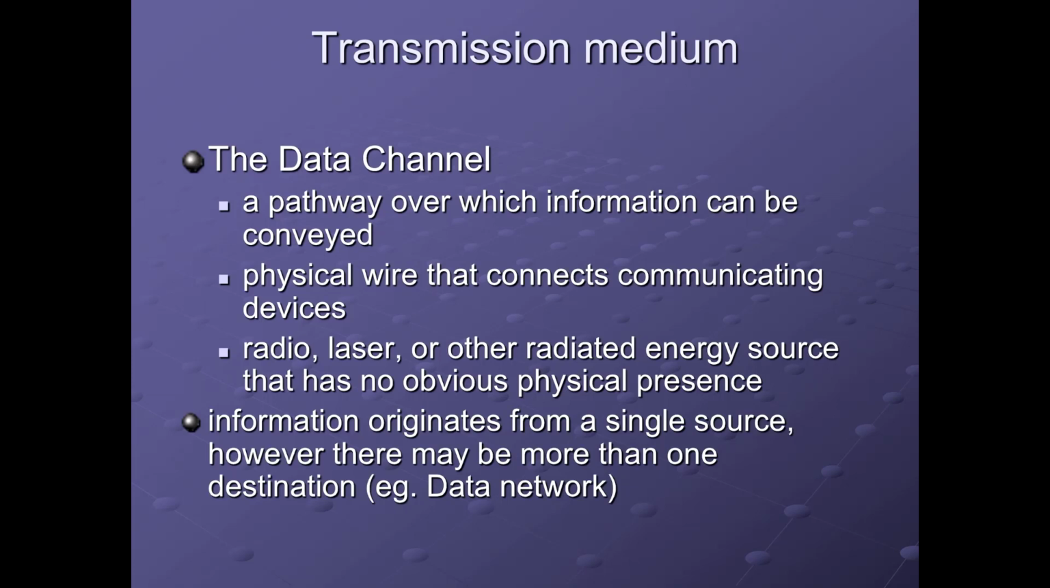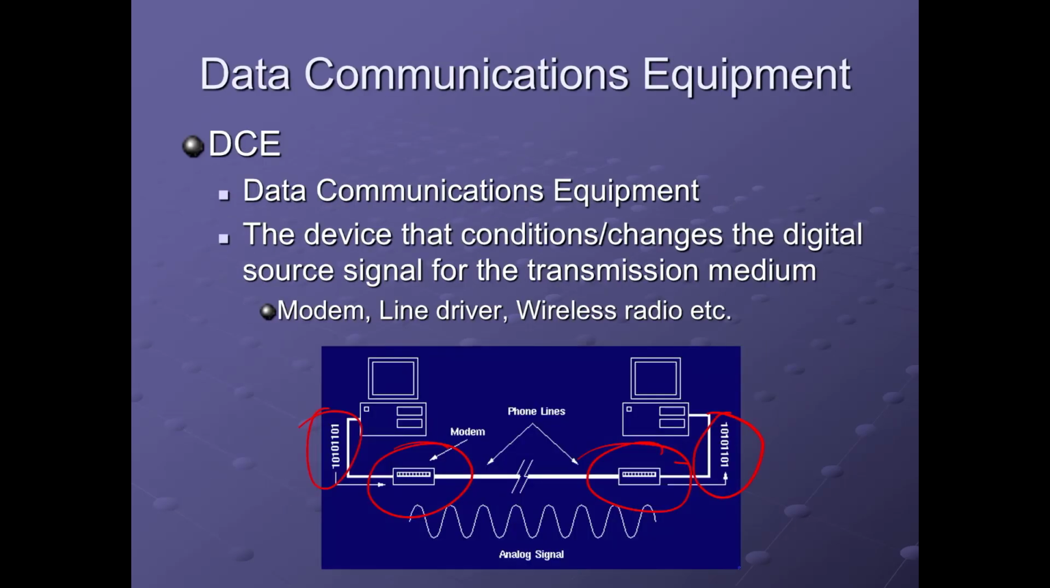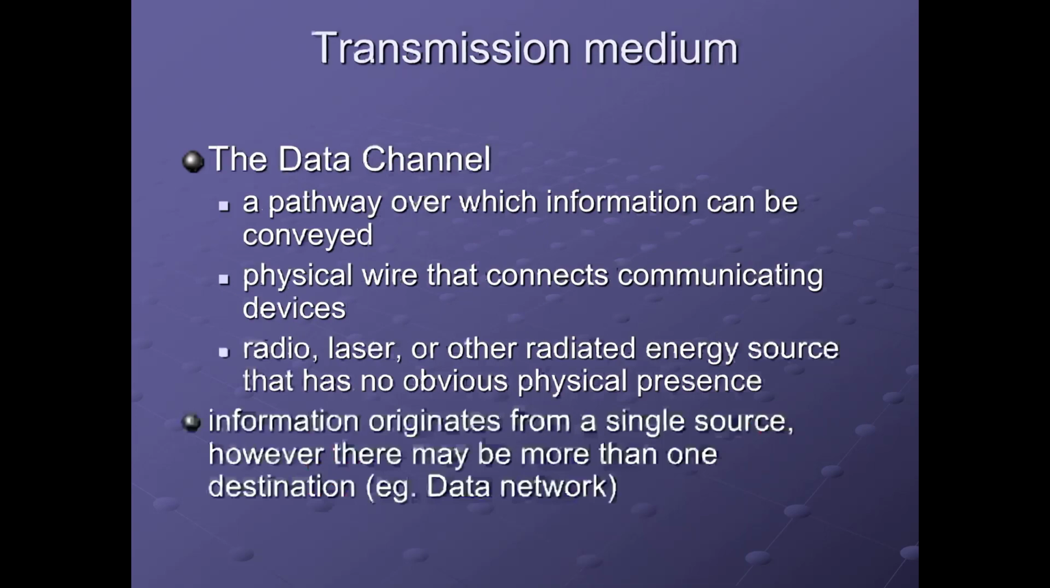So information originates from a signal source, however there may be more than one destination. In our previous example, we saw there was a point-to-point connection between those two modems, but there could be a truly bus connection where you have a multi-drop, and that modem is communicating with several other drops or DCEs in a multi-drop scenario.